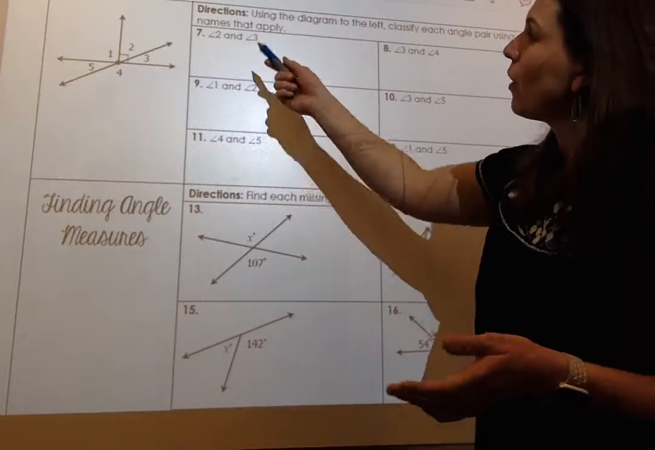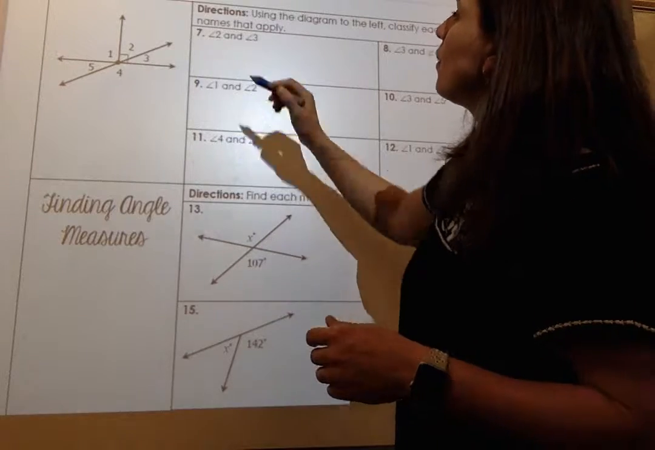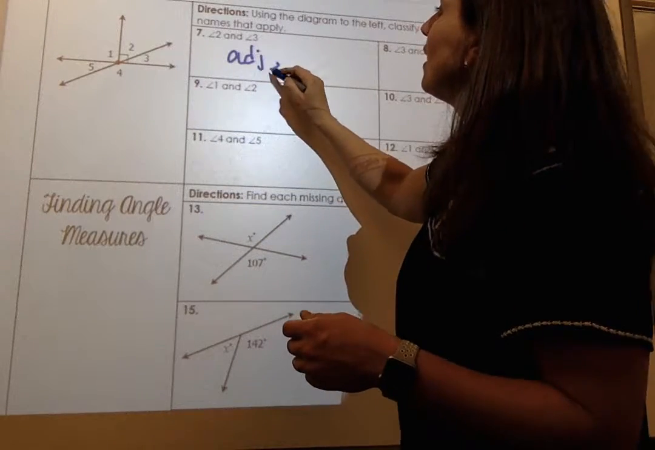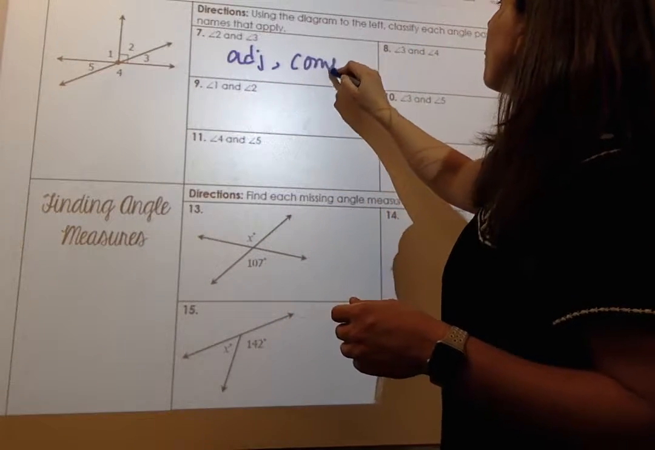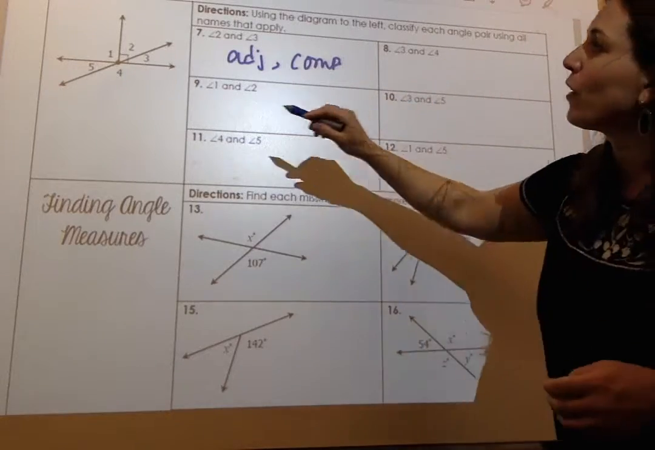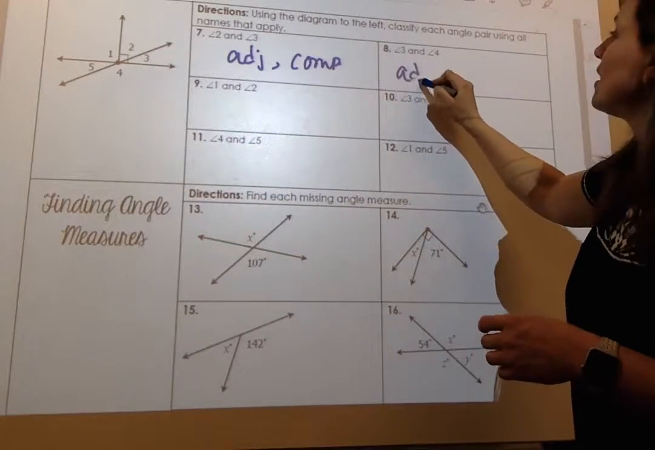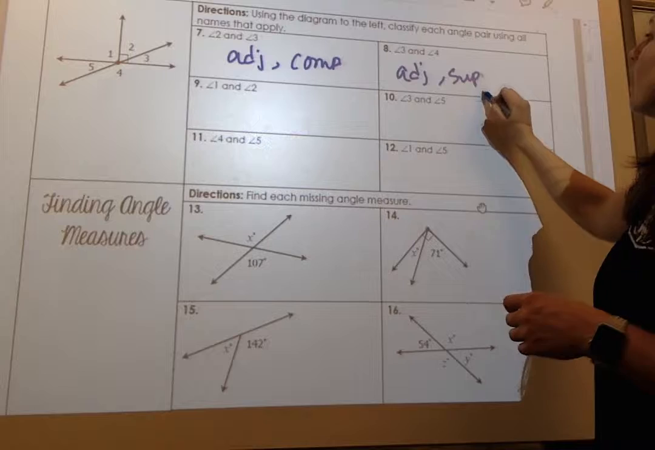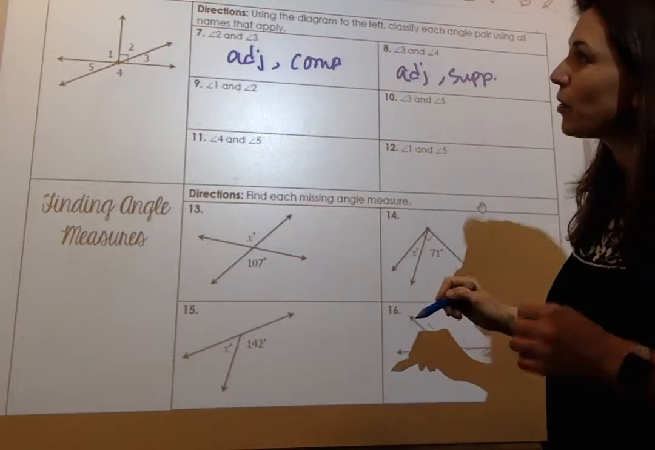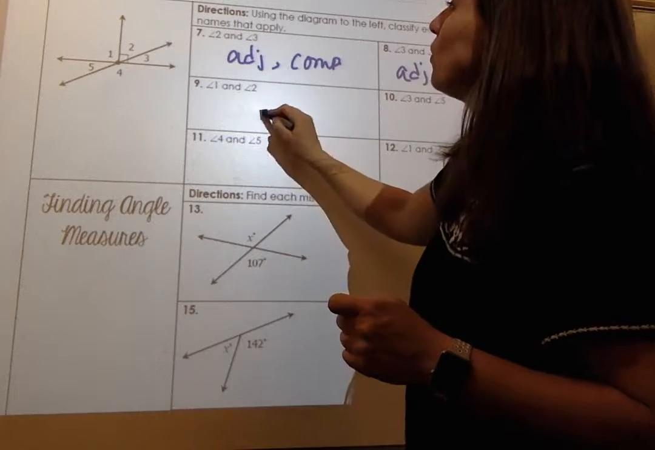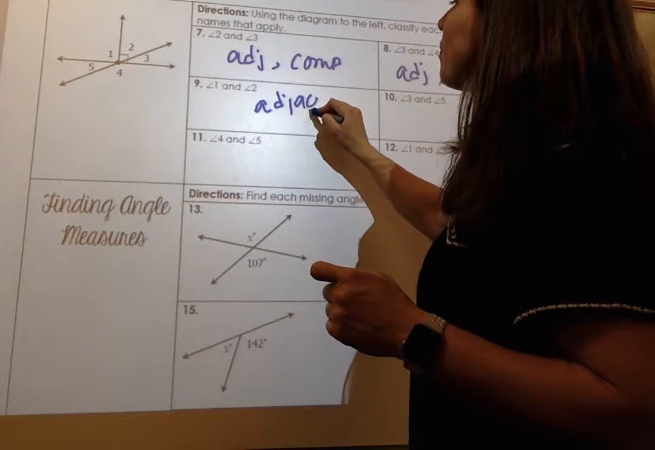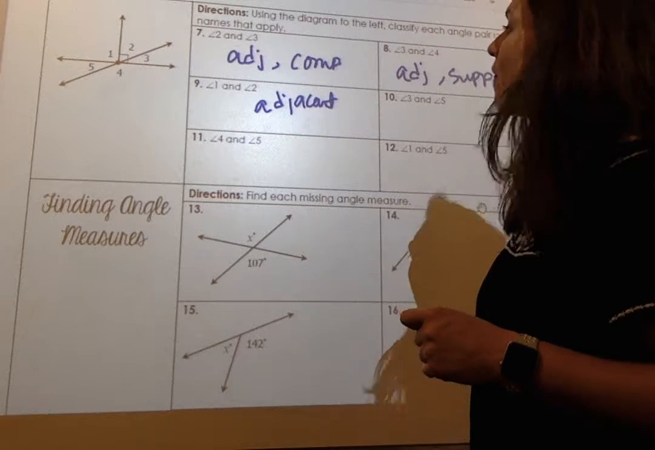So looking here on number 7, angles 2 and 3, those are going to be adjacent and complementary. Number 8, if I look at 3 and 4, those are going to be adjacent and supplementary. Number 9, angles 1 and 2, those are adjacent. I can't say much more than that.